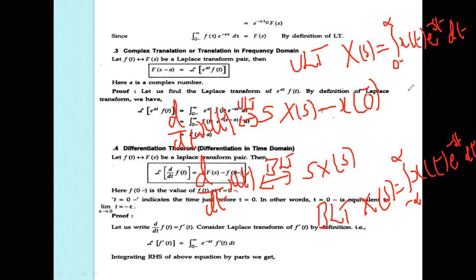Here the 0 minus is nothing but just below the 0, and 0 plus is just above the 0. Actually, both are equal to the 0 only. There is no difference, my dear students. The representation of 0 minus is just below the 0. This is the only difference in the properties for unilateral and bilateral Laplace transformation: the differentiation theorem, or differentiation in time domain.